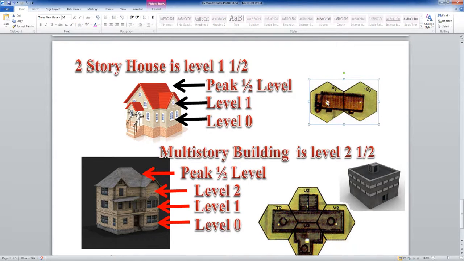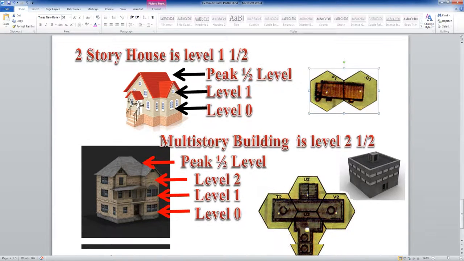Over here on the right-hand side, you can see I have a representation on the ASL board of what a level 1.5 house looks like. We also have lots of different maps in ASL that have multi-story buildings. A multi-story building is a level 2.5. And the same thing applies when we're talking about a multi-story building.